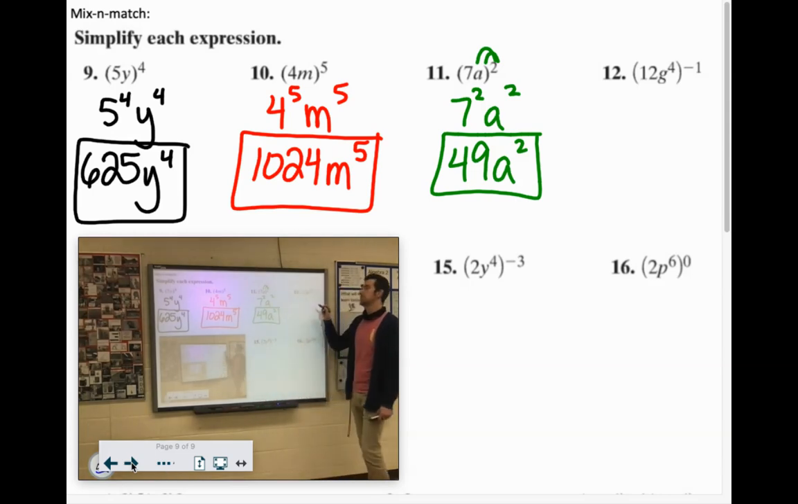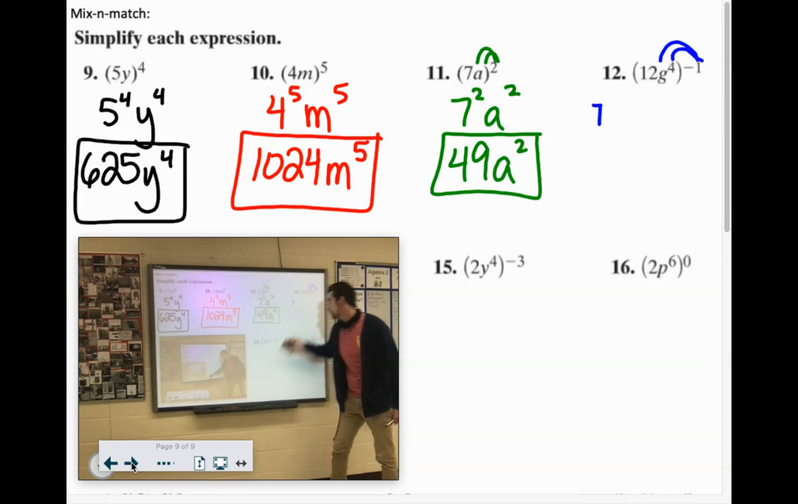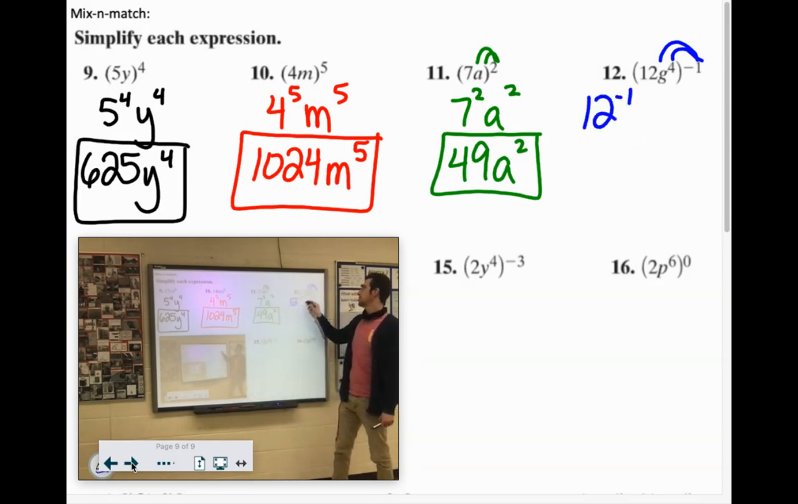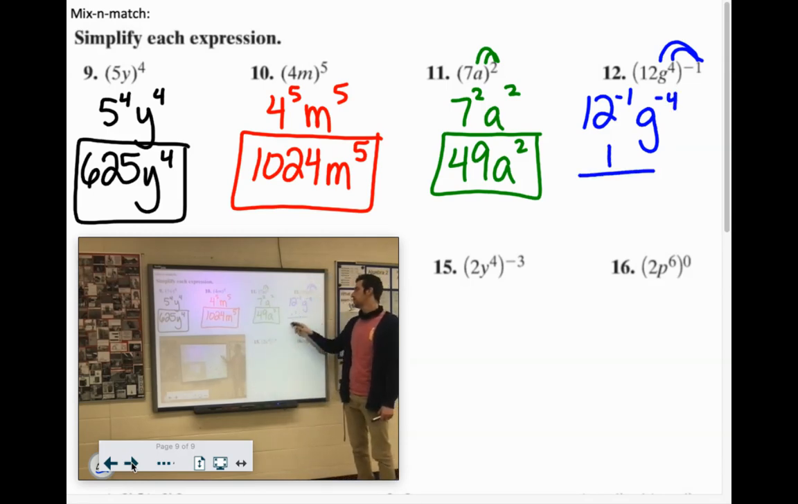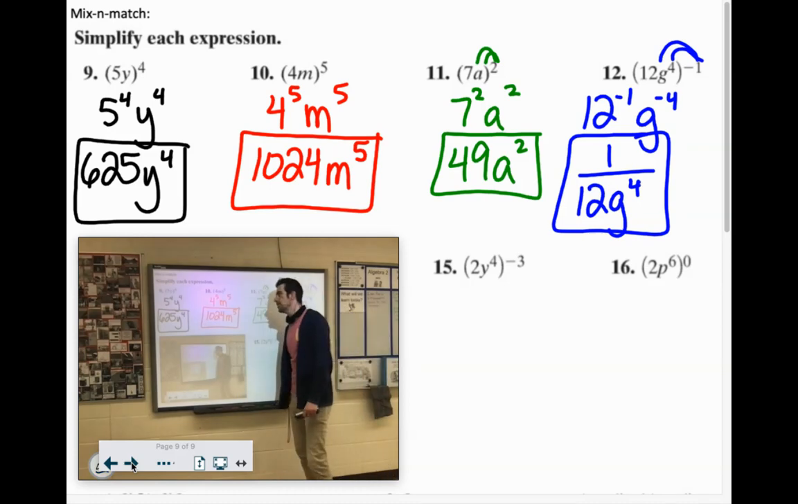And the last one, this is all to the negative first power. So you're going to give that negative first power to everything. 12, that looks like negative 12. 12 to the negative first and g to the negative fourth. To make them both positive, drop it underneath. 1 over 12g to the 4th. All right, the other ones we'll start in the next video.